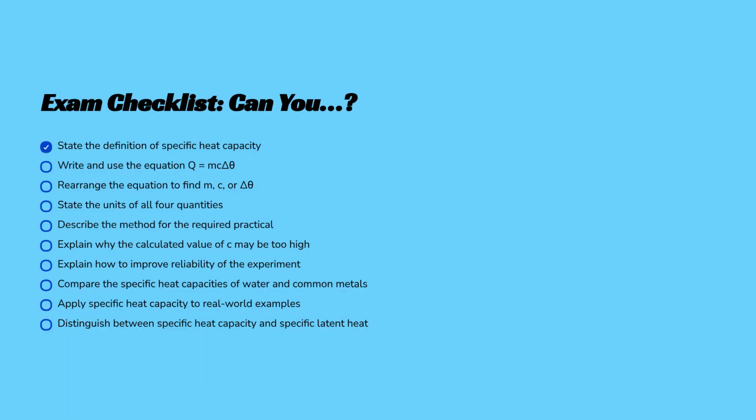Your calculated value for specific heat capacity is often higher than the accepted value because of heat loss to the surroundings. Because the block absorbs less energy than the joule meter records, the math produces an inflated value for c. Always wrap your block in insulation to improve your results.